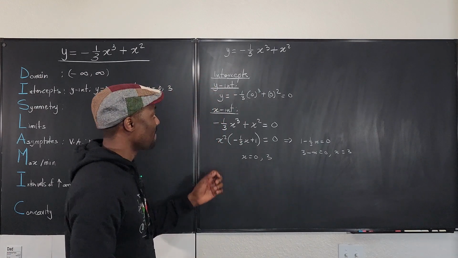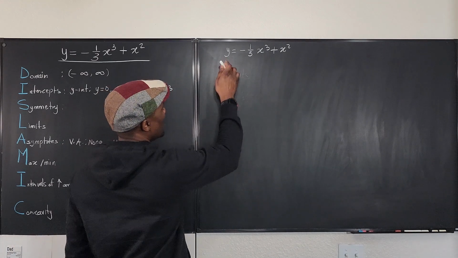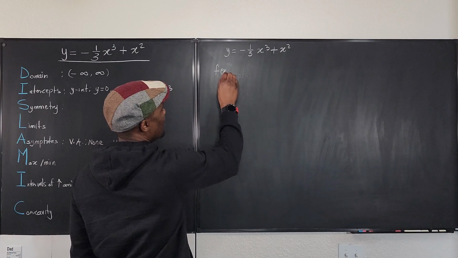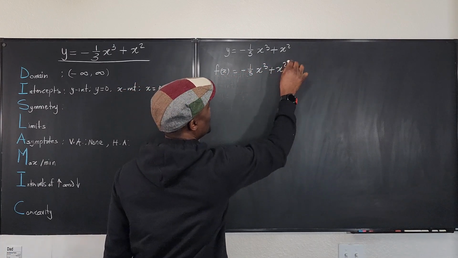So let's do that. In order to know whether a function is symmetric, remember, we're going to rewrite this as f of x, okay? So f of x is negative 1 over 3 x cubed plus x squared.